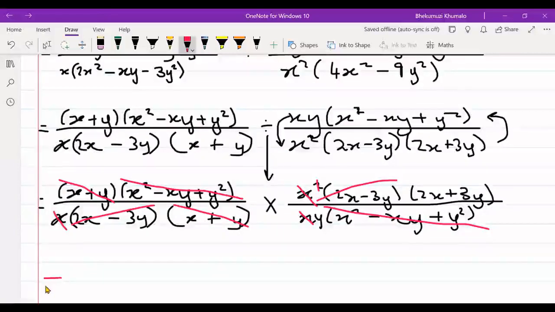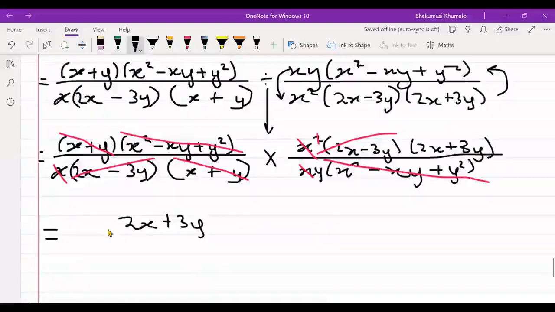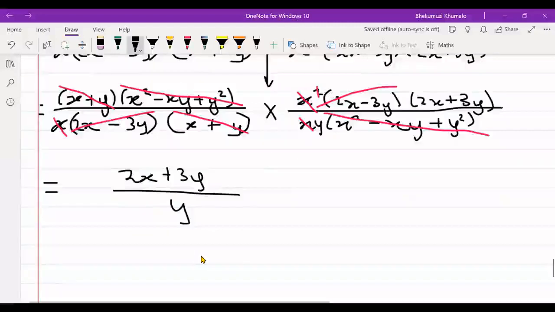And so the only thing we need to do now is just rewrite it as is of what is left off. And so it's just 2x plus 3y all over y, right? And so basically that would be our solution, right? However, there is a way of simplifying it even further, but this is sufficient as well.